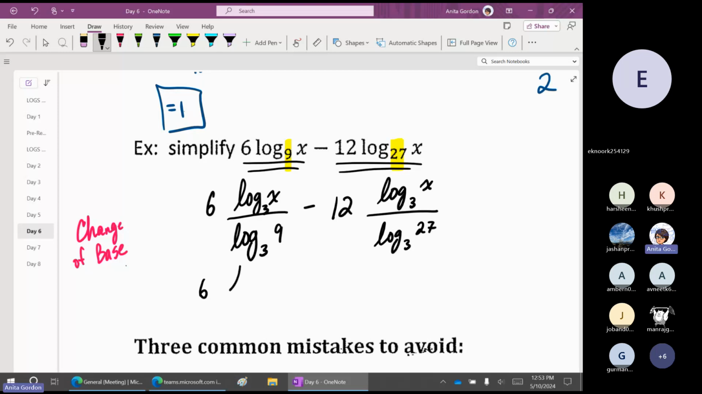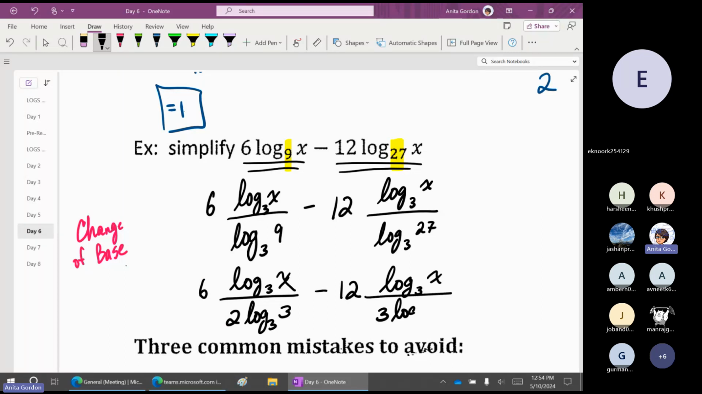So this is going to be 6 times log base 3 of x over 2 log base 3 of 3, minus 12 log base 3 of x over 3 log base 3 of 3. Right? Because this is 3 squared and this is 3 cubed. So I'm changing the way that I'm writing the 9 and the 27. 3 squared, the square becomes the coefficient. 3 cubed, the cube becomes the coefficient.